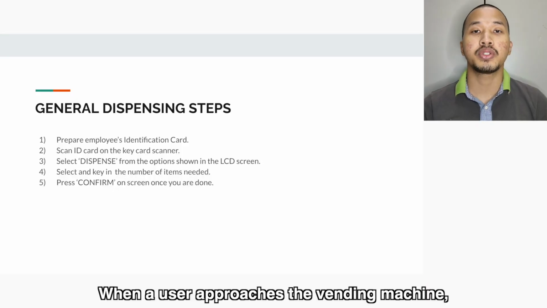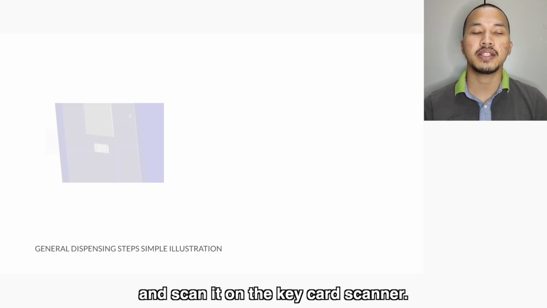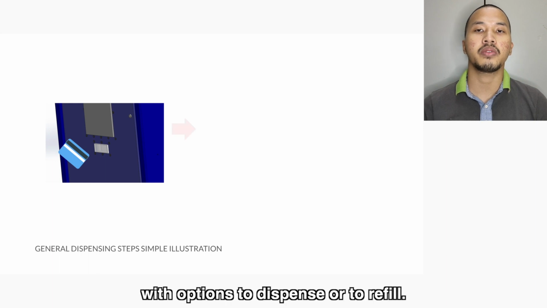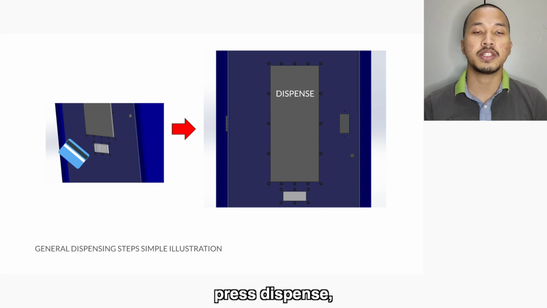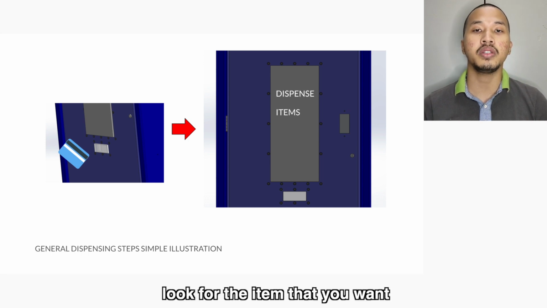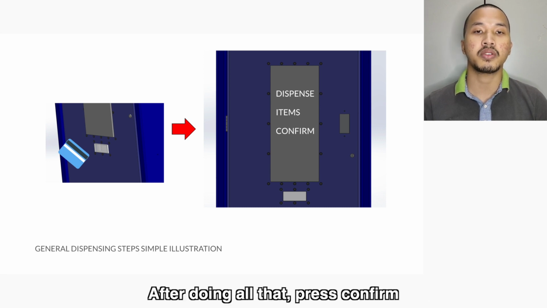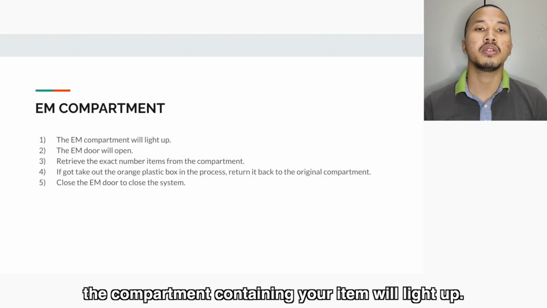Firstly, when a user approaches the vending machine, they must have an employee identification card and scan it on the keycard scanner. After that, the LCD will light up with the option to dispense or to refill. So if you want to get something from the vending machine, make sure to press dispense and look for the item that you want from the list shown in the LCD. After that, key in the exact number of items that you want and press confirm. The compartment containing your item will light up.